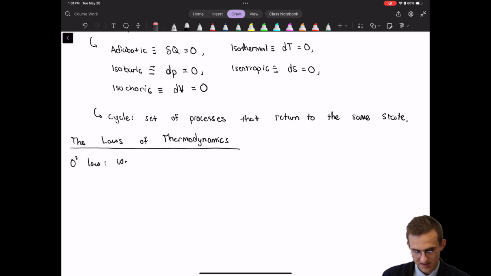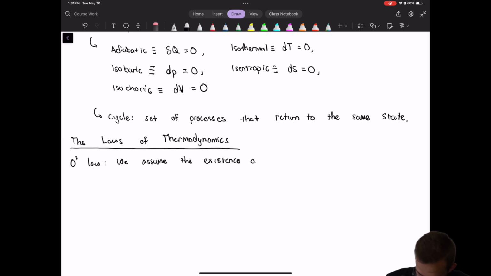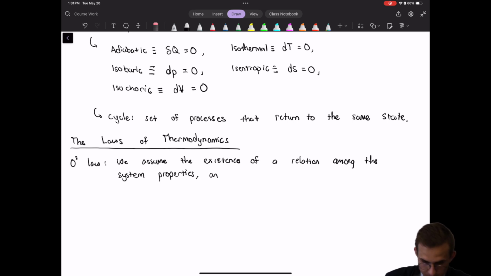There's this thing that we do in thermodynamics where we assume the existence of a relation among the system properties, or an equation of state. So we assume the existence of a relation among the system properties, which we term an equation of state.